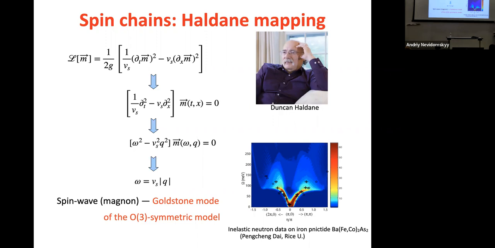Of course, as you go towards the edge of the Brillouin zone, the dispersion stops being linear. But in the low energy theory, which is what this is valid for, you get essentially linear dispersion. Okay? So far, so good.